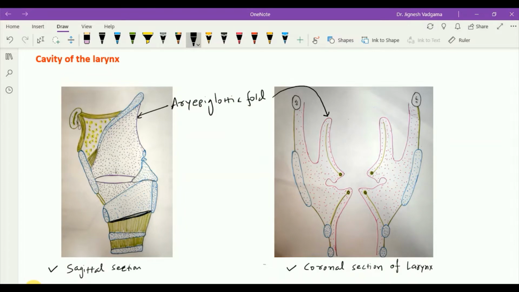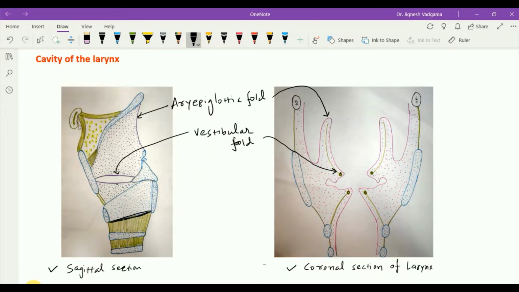The second fold just below it is the lower margin of the quadrate membrane, and that is the vestibular fold. And this is the lower margin of the quadrate membrane in the coronal section. So this is the vestibular fold.